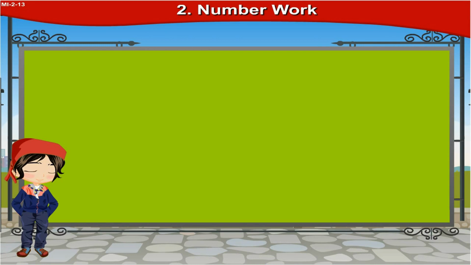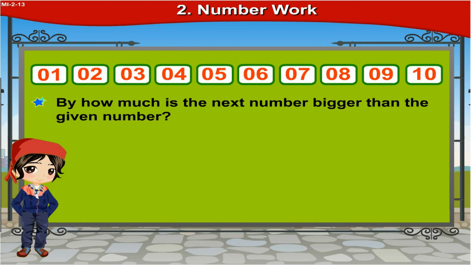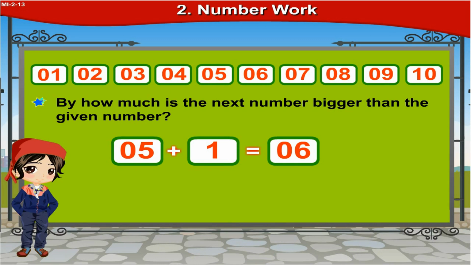Here are some few questions. By how much is the next number bigger than the given number? If you notice the number strip, you will find that the next number is bigger than the given number by 1. So the answer is 1. We'll write 1 in the box.